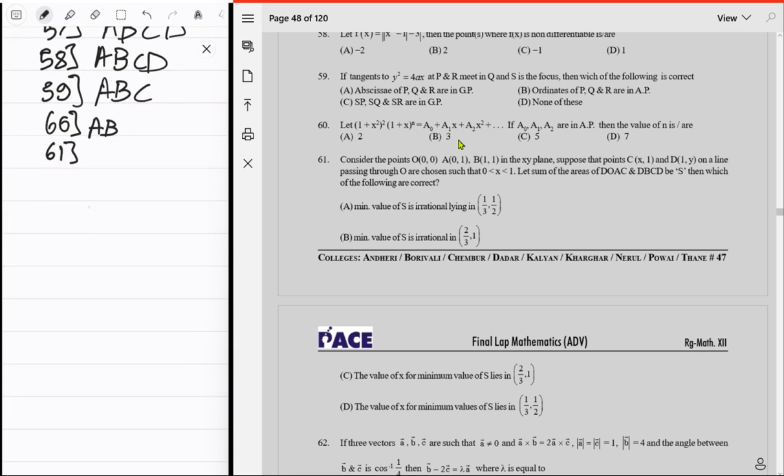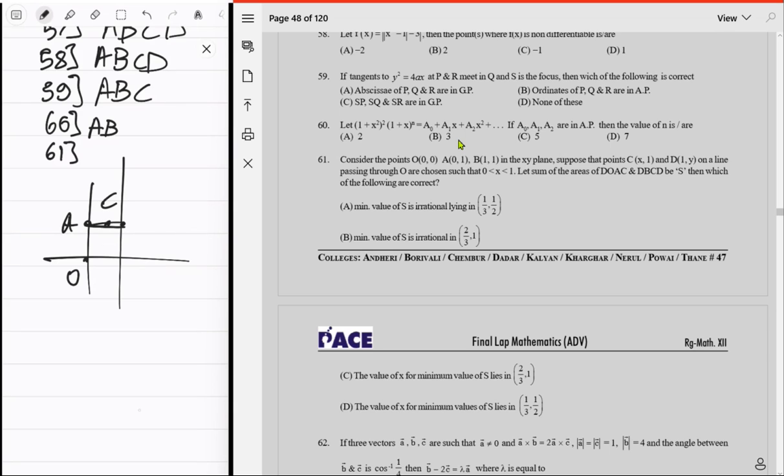Draw करो पहले तो. So this is our O. A is at this point. B is 1 comma 1. Point CD on a line passing through O are chosen such that it's like x comma 1. So y coordinate is 1. It's like somewhere over here, right? तो यहाँ पे तो C रहने वाला है. And D क्या है? 1 comma y. Y का कुछ भी नहीं बोला है. Just like D is anywhere.